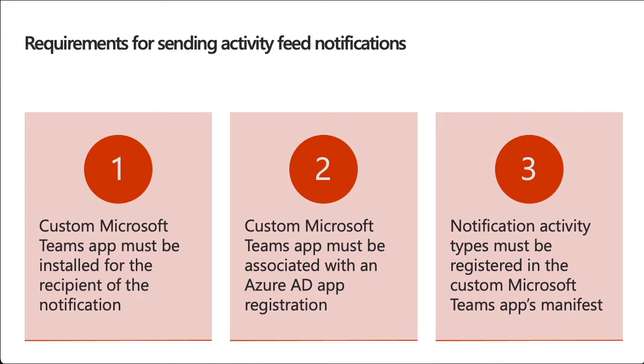We must meet the following requirements. First, for a user to receive a notification, the custom Teams app must be installed for the recipient of the notification. This can be done by the recipient themselves, such as in the case of a personal app, or in a team or a group chat that they're associated with. The second is that the custom Microsoft Teams app must be associated with an Azure AD application. And the third requirement is that the notification activity types that are supported by your application must be defined in the application's manifest file. The first requirement is pretty self-explanatory, so let's look at the other 2 requirements in a little more depth.